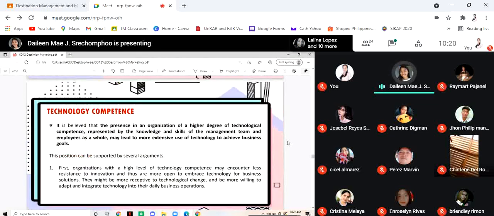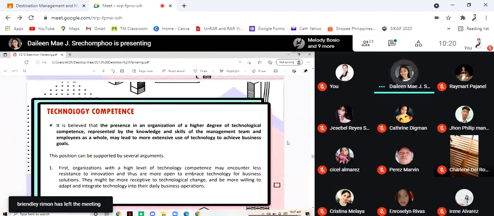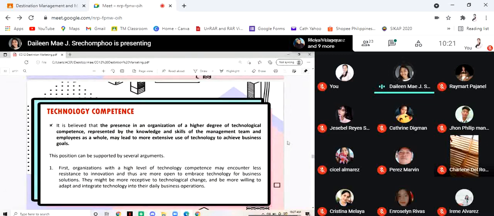Next is technology competence. The presence in an organization of a higher degree of technological competence represented by the knowledge and skills of the management team and employees as a whole may lead to a more extensive use of technology to achieve business goals. So, kapag yung mga employee mo naman or everyone sa organization mo is technologically competent, mas madali niyong na-achieve yung goal nyo kasi meron na kayong maayos na systems na nagagamit.